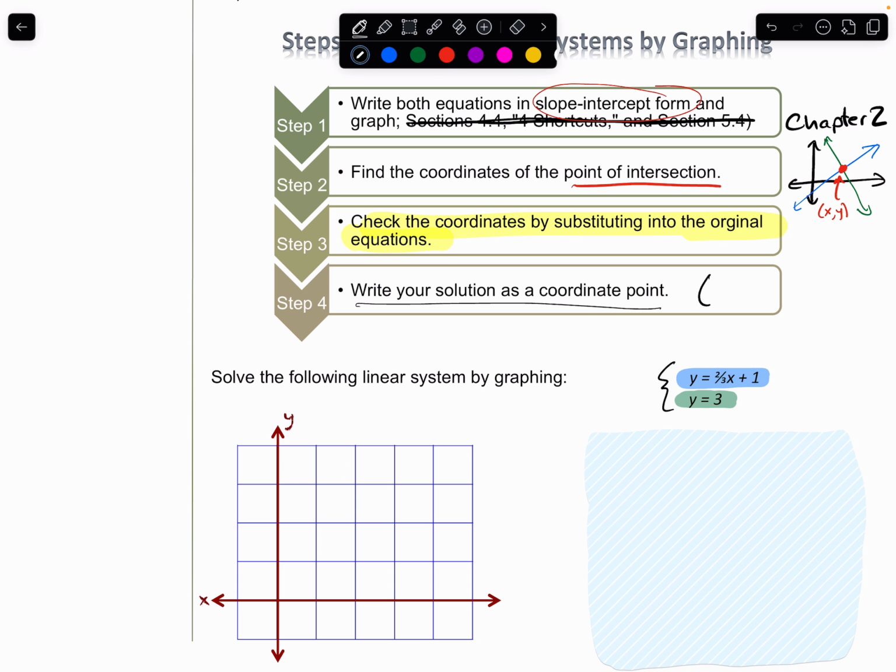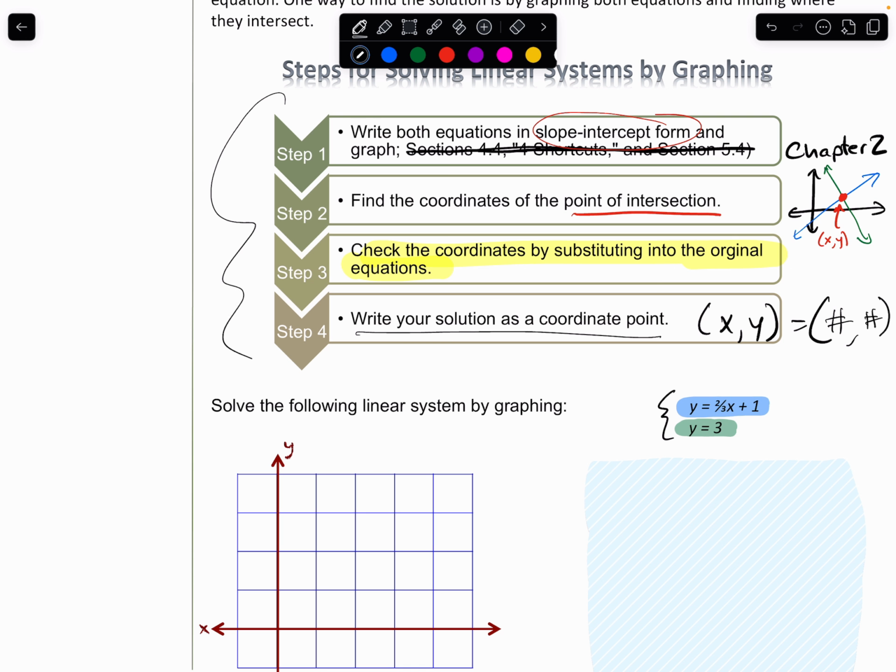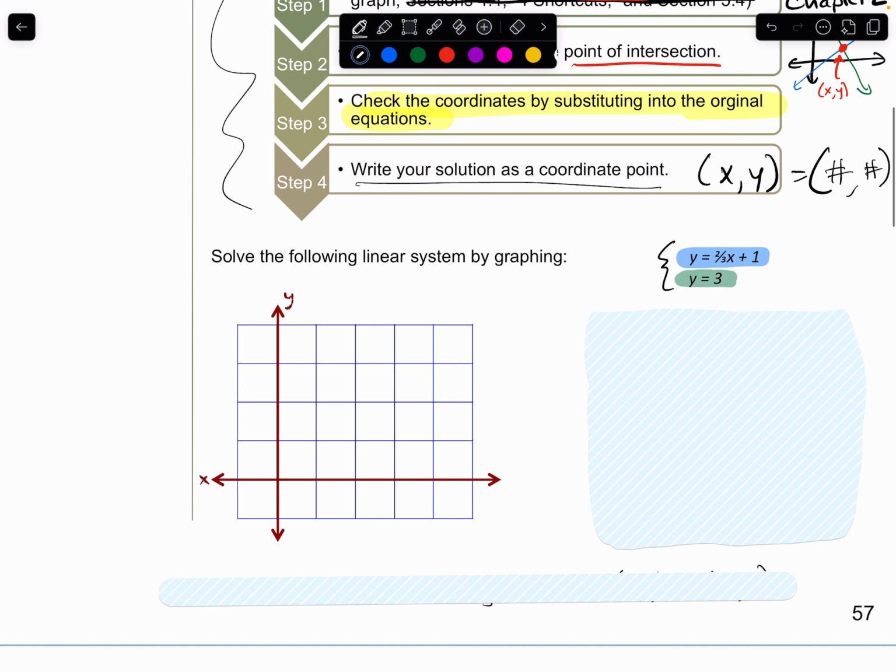So your solution should always look like x comma y. It should be some number and some other number, right? That's what we're looking for. Okay, so let's try this one together. I know this is a lot of words. Let's see what it means.